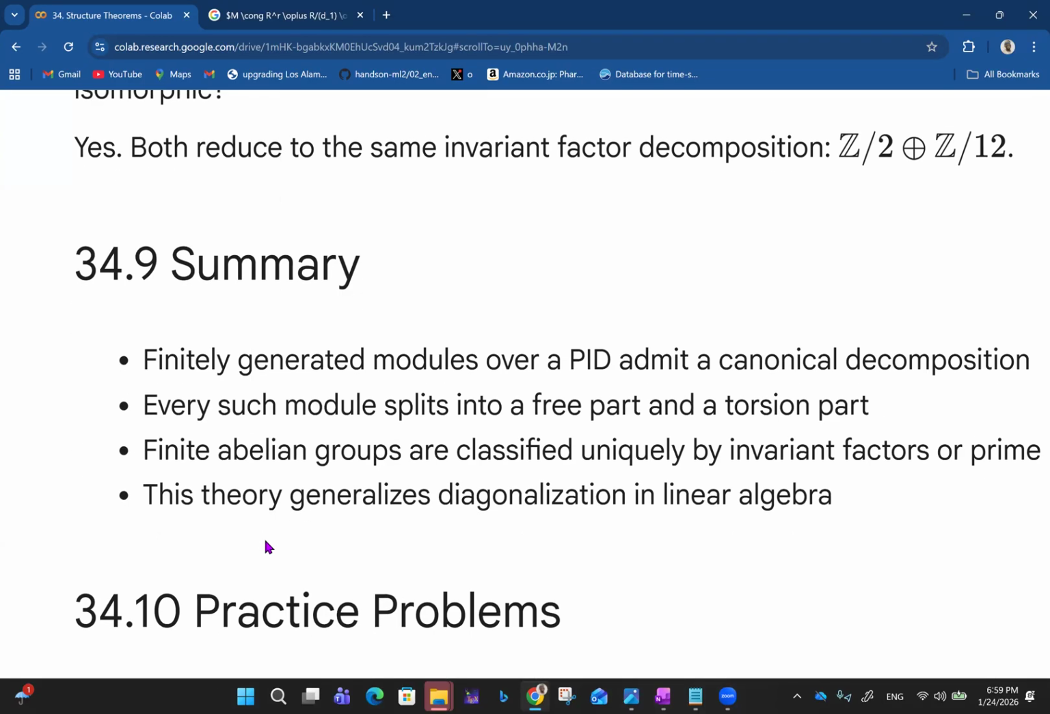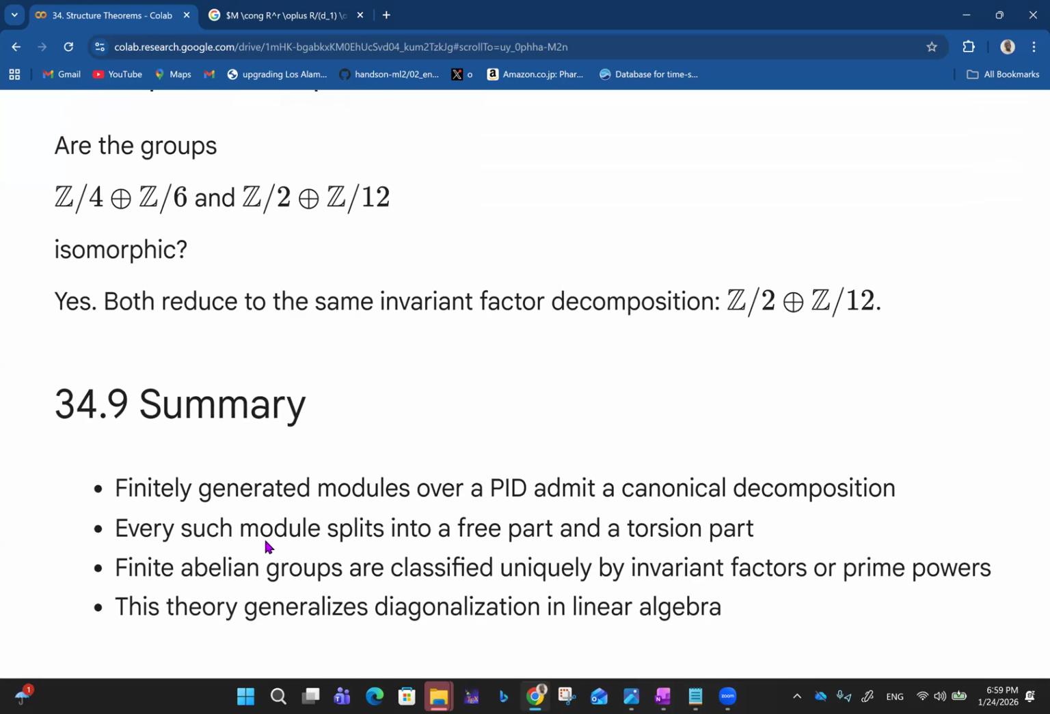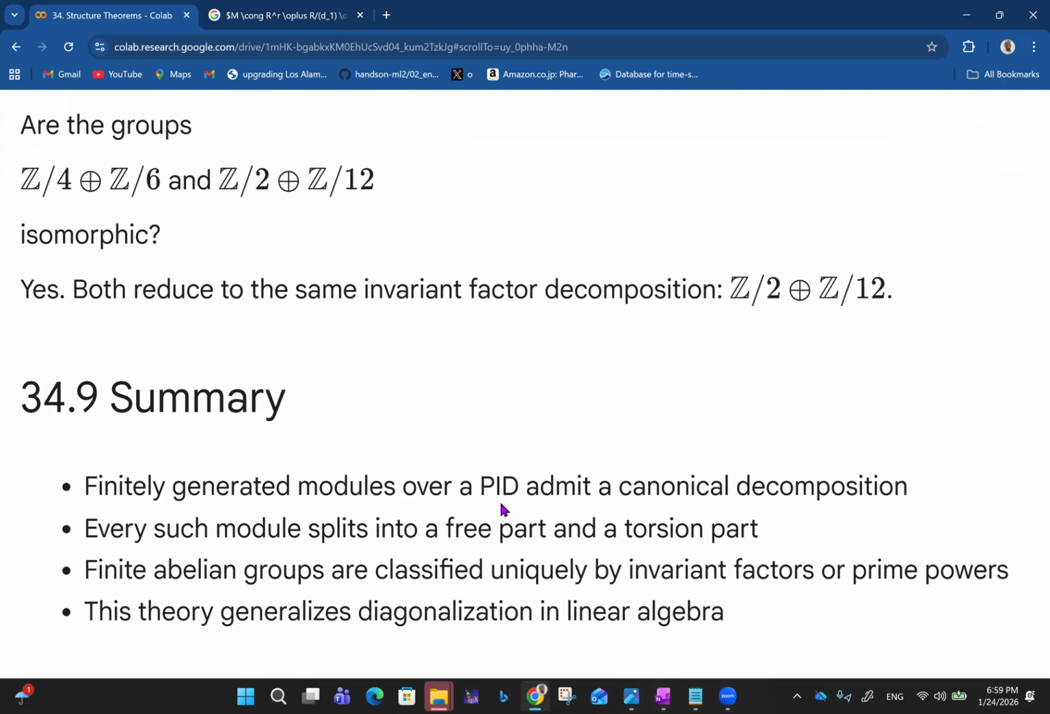something like that. In summary, for structure theorems, we can say the following things: that finitely generated modules over a principal ideal domain admit a canonical decomposition. Then every such module splits into a free part and a torsion part. The finite abelian groups are classified uniquely by invariant factors or prime powers, like we have seen now. Then this theory generalizes diagonalization in linear algebra, and you're going to see linear algebra in the next playlist.